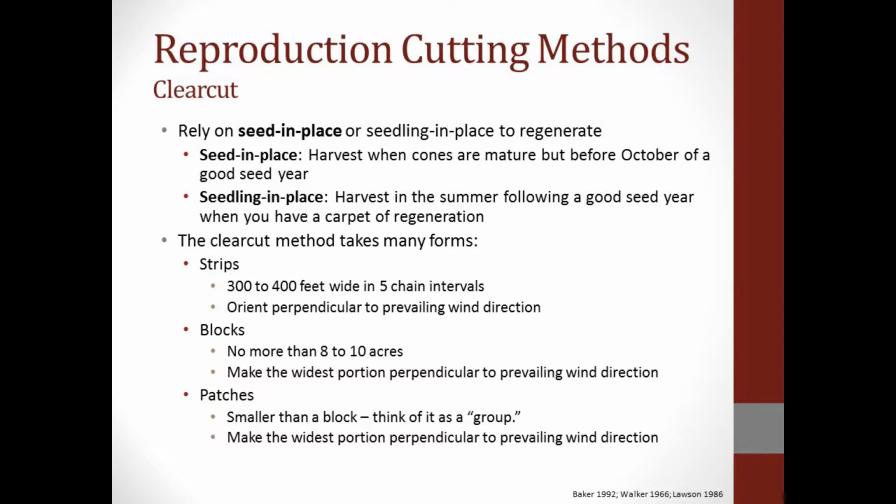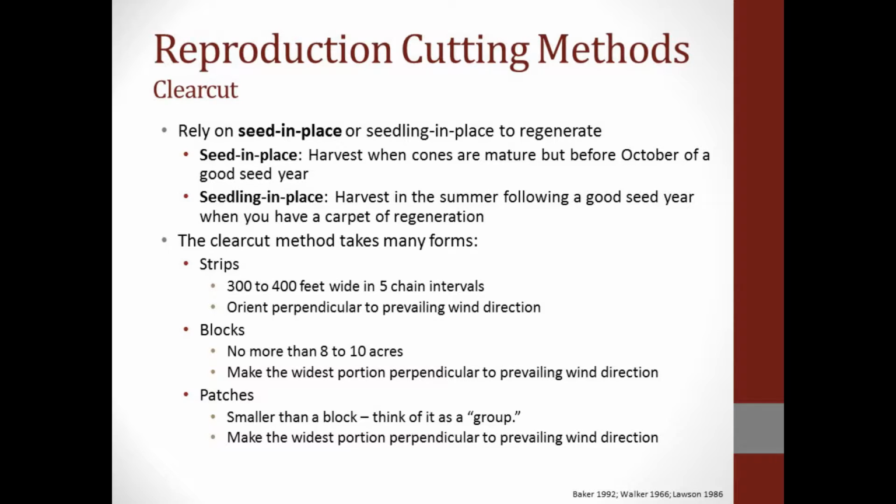The seed in place basically involves harvesting while the cones are mature but not yet open, so before October. You go in, you take out the overstory, you leave the top wood and the branches and everything like that on the site, and what this does is, come October, those cones open back up and drop seed onto the bare mineral soil. If done correctly, this has been used successfully in the western part of the range to regenerate shortleaf pine stands.